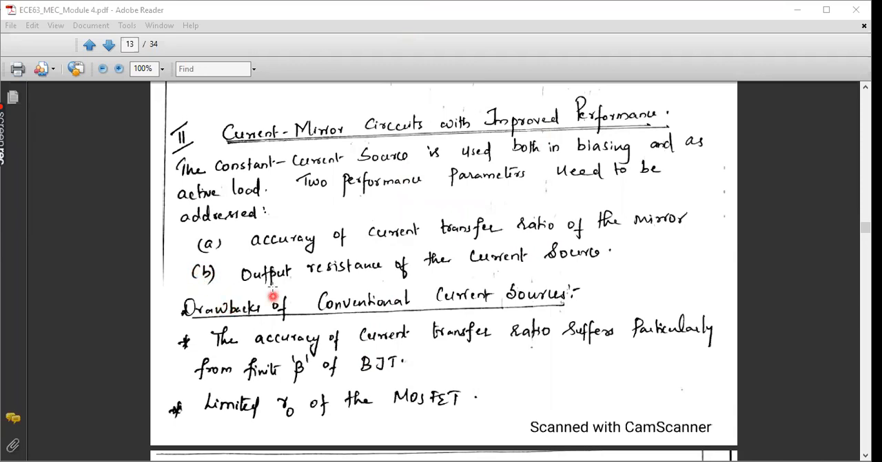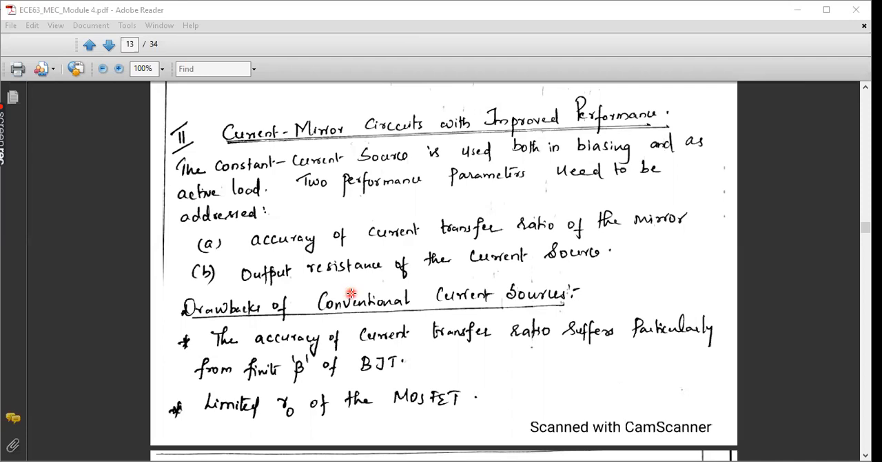The second parameter is the output resistance. So the first parameter was the current transfer ratio. The second parameter is called the output resistance of the current source. Ideally, the output resistance of a current source should be very large. But if you see conventional current sources or current mirror circuits, the output resistance will be very limited or very finite. So you need to go for some advanced circuits where you are able to achieve high output resistance. So these are the two conditions to be satisfied for a current source.